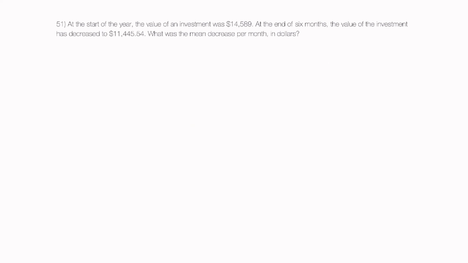And here comes the last question. At the start of the year, the value of an investment was $14,589. At the end of 6 months, the value of the investment has decreased to $11,445.54. What was the mean decrease per month in dollars? This is what we are expected to find.